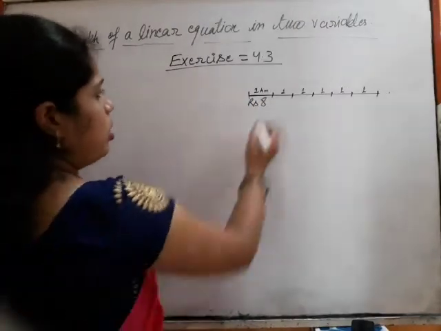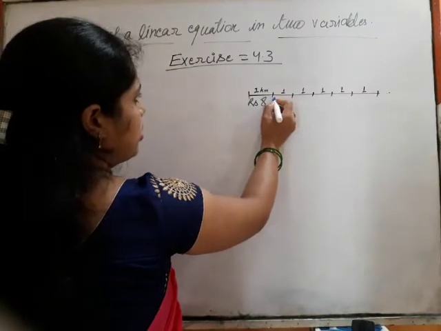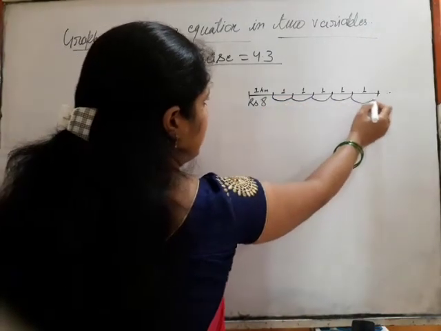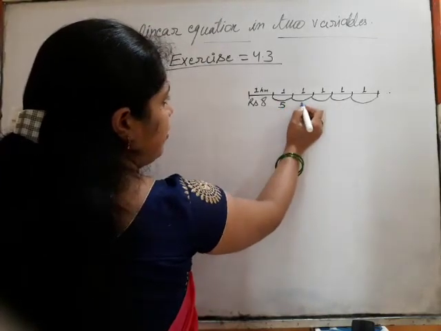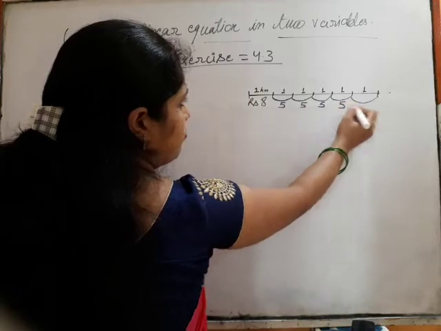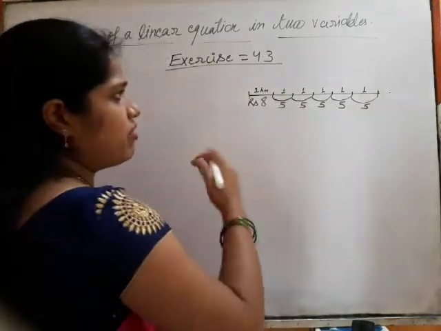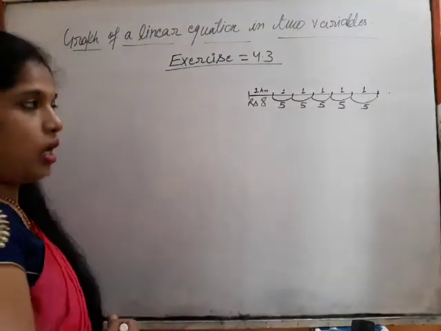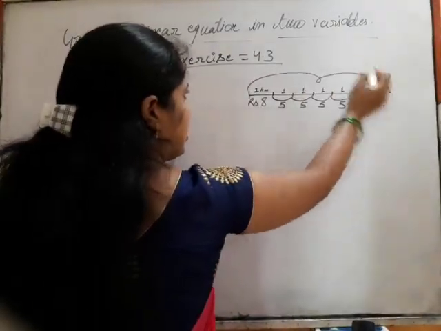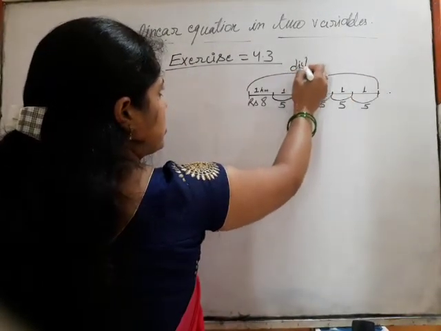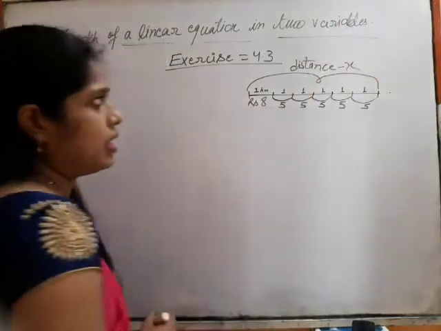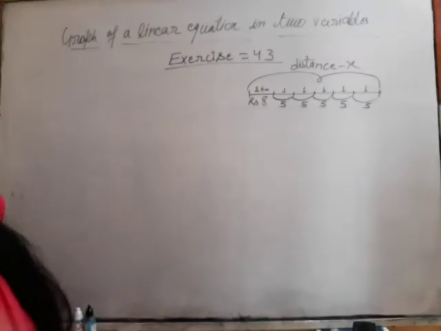Okay. Now for the rest of the kilometers, here is also 5. For this kilometer is also 5. For this is also 5. For this is also 5. And this is also 5. And so on. Okay. And the total distance is your x. The total distance is x.